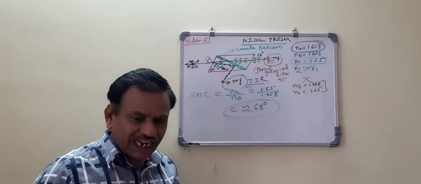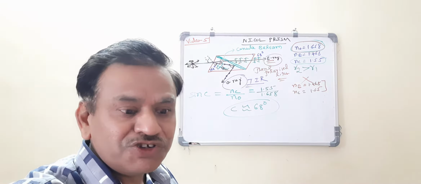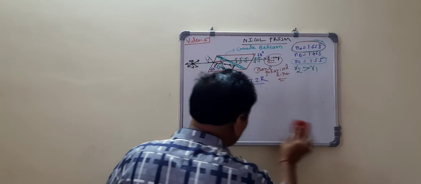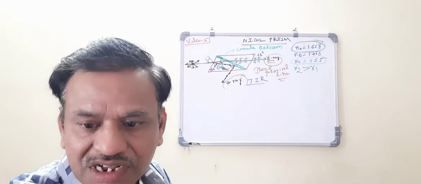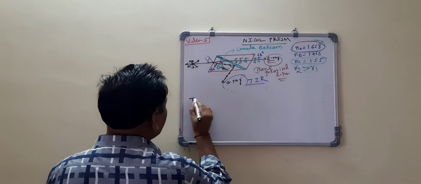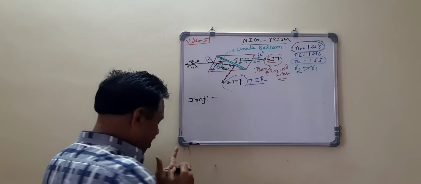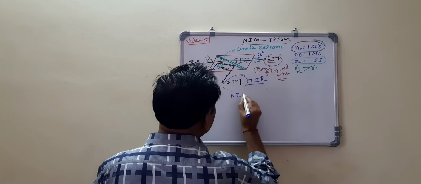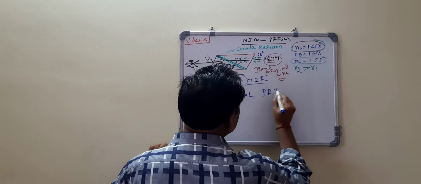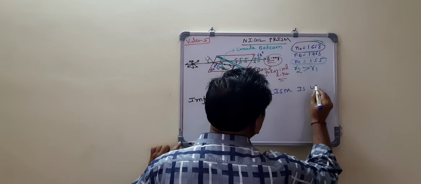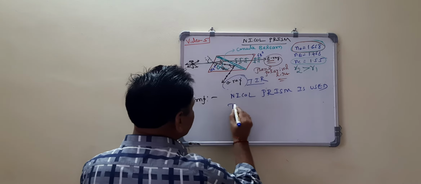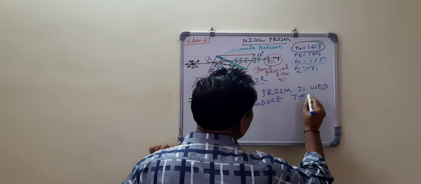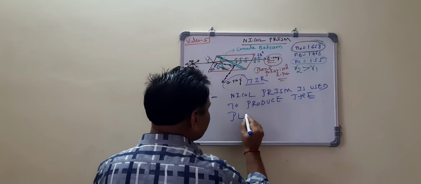That means the Nicol prism is used to produce plane polarized light. What is the conclusion here? The conclusion, an important point: the Nicol prism is used to produce the plane polarized light.